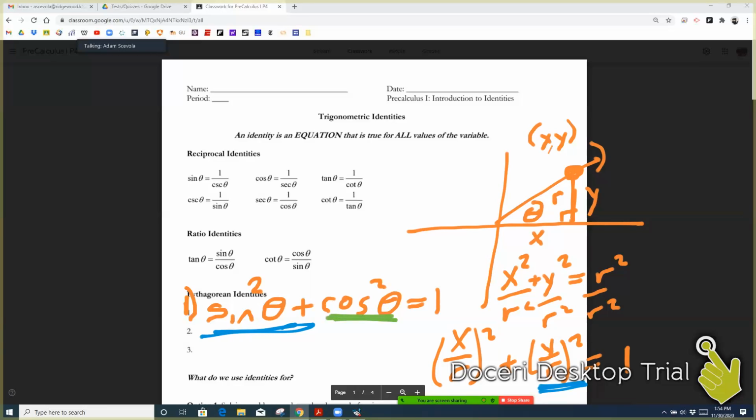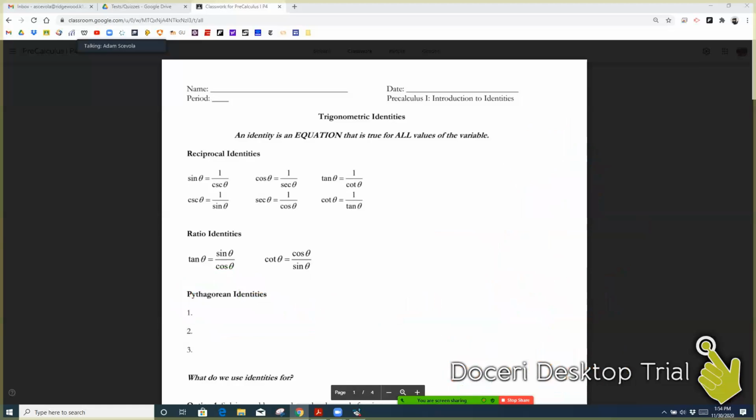Cosine squared is equal to x over r squared, right? And 1 is equal to 1. That's not something you ever need to do. I'm just, as your math teacher, explaining why sine squared plus cosine squared is equal to 1. Hopefully you can see why it's called the Pythagorean identity, because it comes from the Pythagorean theorem. X squared plus y squared equals r squared. X and y are like the legs, or the point on your terminal side. R is the distance from that point to the origin, or just the hypotenuse. Okay, so that's the first Pythagorean identity.